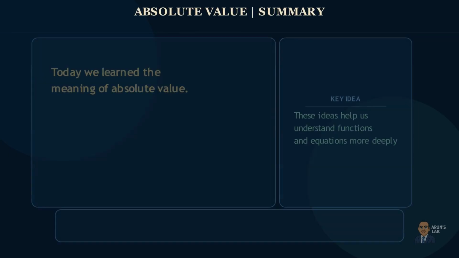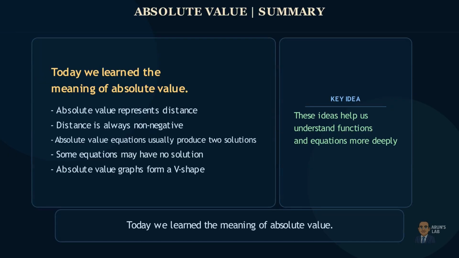Today, we have learned the meaning of absolute value. We have discovered that absolute value represents a distance, and distance is always non-negative. Absolute value equations usually produce two solutions. Some equations may have no solutions, and absolute value graphs form a V shape. This idea helped us to understand functions and equations more deeply.